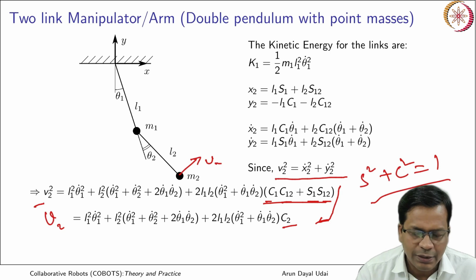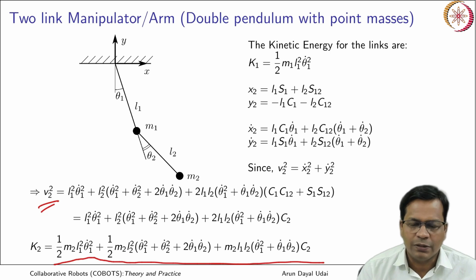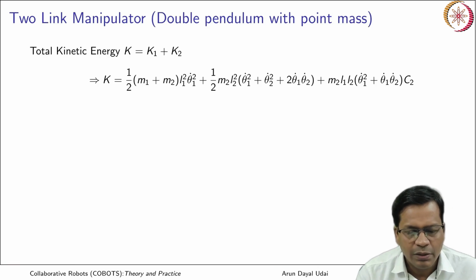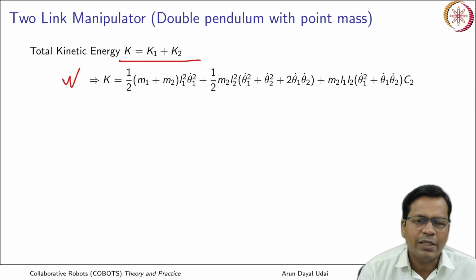For kinetic energy, this is equal to 1 by 2 m v2 square. So you can directly use this term here, 1 by 2 m2 v2 square. That gives me this kinetic energy. So kinetic energy for the first bob and the second bob both are obtained. Now I will sum them together to get the total kinetic energy of the system. You know, for the Lagrangian you need the total kinetic energy.